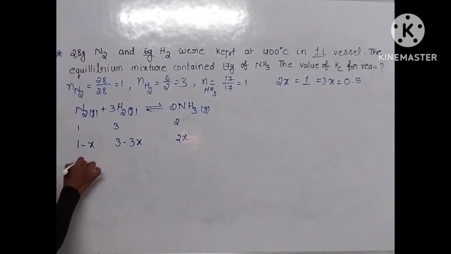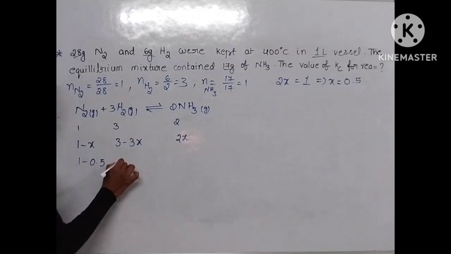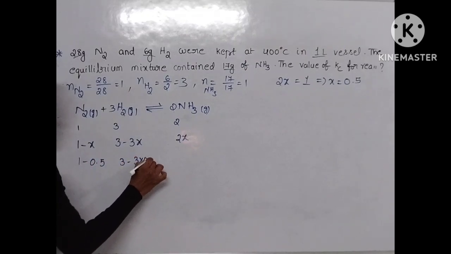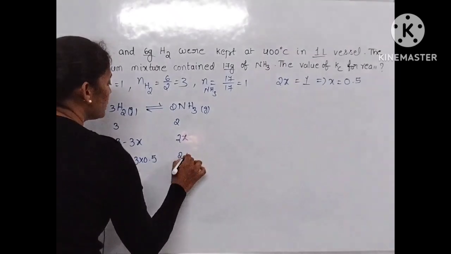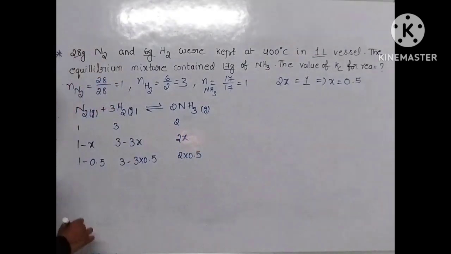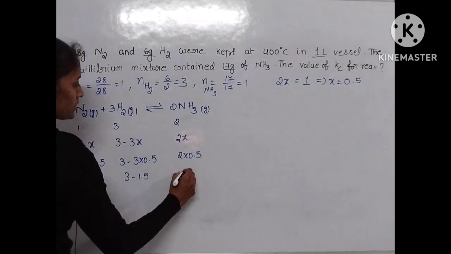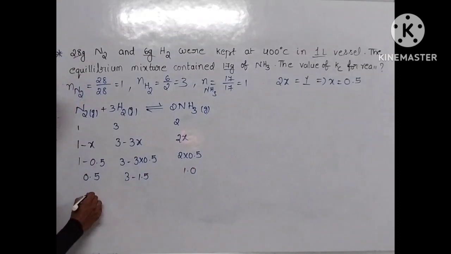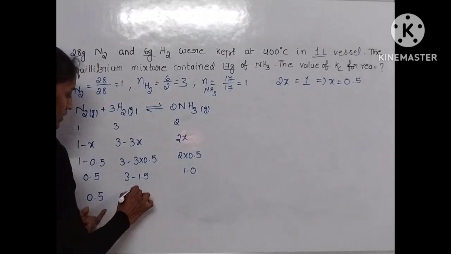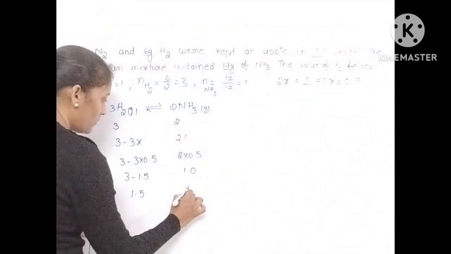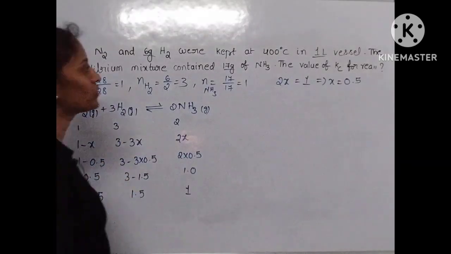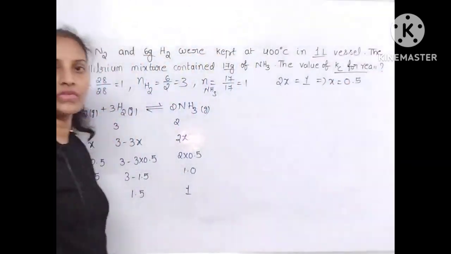Then substitute here: 1 minus 0.5, 3 minus 3 into 0.5, 2 into 0.5. So 1 minus 0.5 becomes 0.5, 3 minus 1.5 is 1.5, and 2 into 0.5 is 1.0. So at equilibrium N2 is 0.5, H2 is 1.5 and NH3 is 1. Then you can go on to calculate the Kc value.